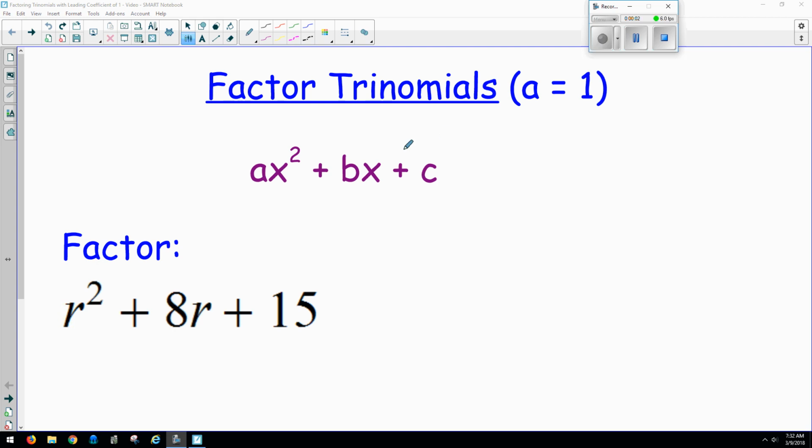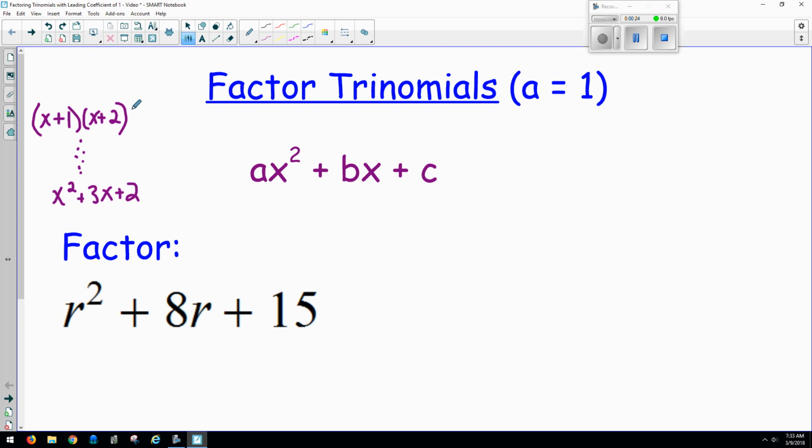Today we're talking about factoring trinomials. And just to give you an idea of where we're going here, remember before we had something like this, say x plus 1 times x plus 2, and we multiply all that out, and we end up with x squared plus 3x plus 2. Well, we're going to be actually going backwards this time.